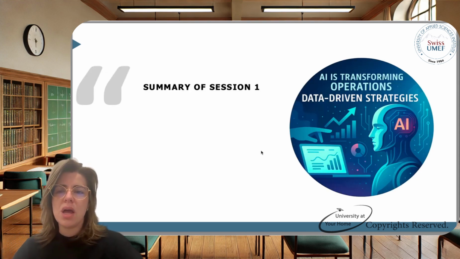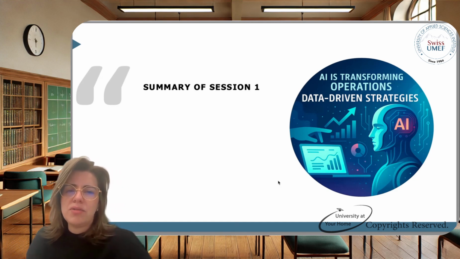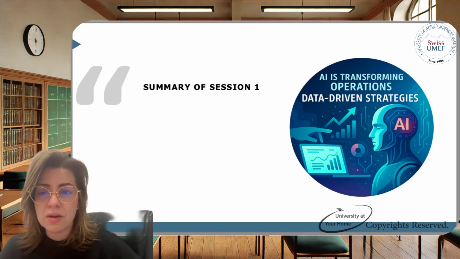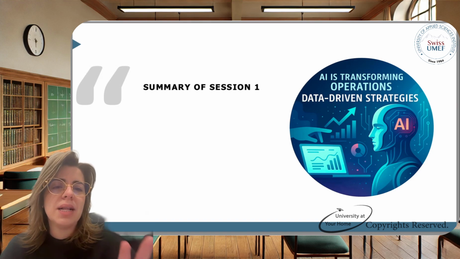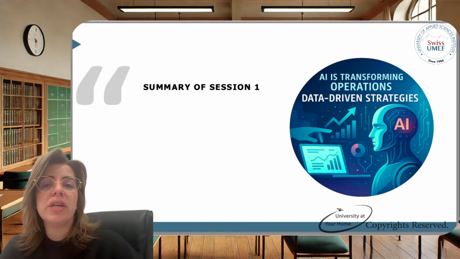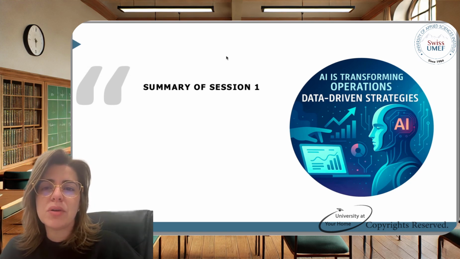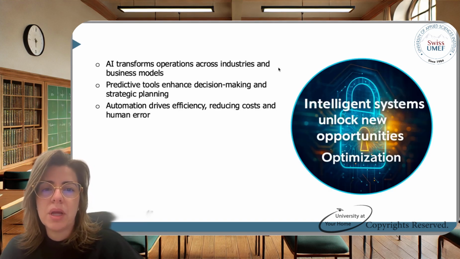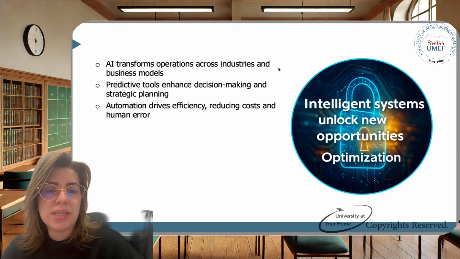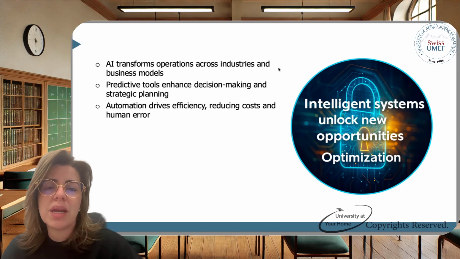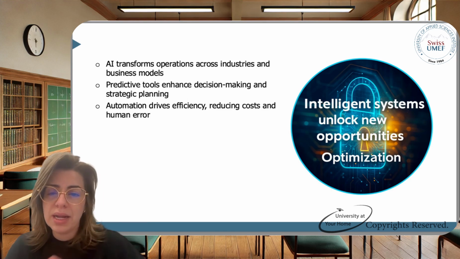Here, let me summarize session one from lesson one. Let's summarize what we have learned today in this first session. We learned that AI transforms operations across industries and business models. AI can predict, and predictive tools enhance decision making and strategic planning.